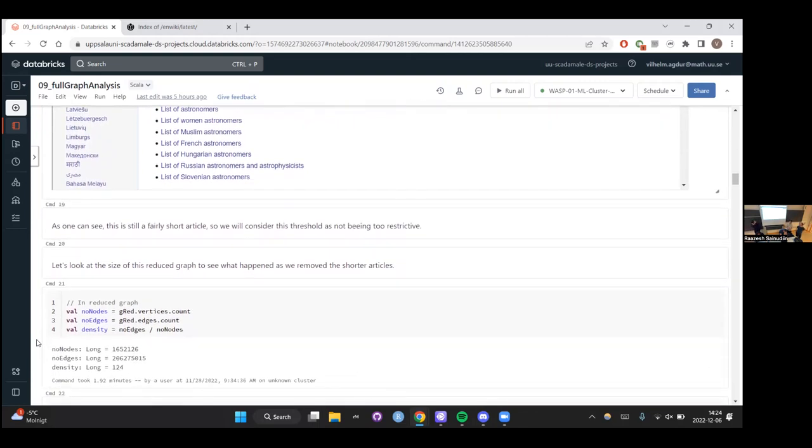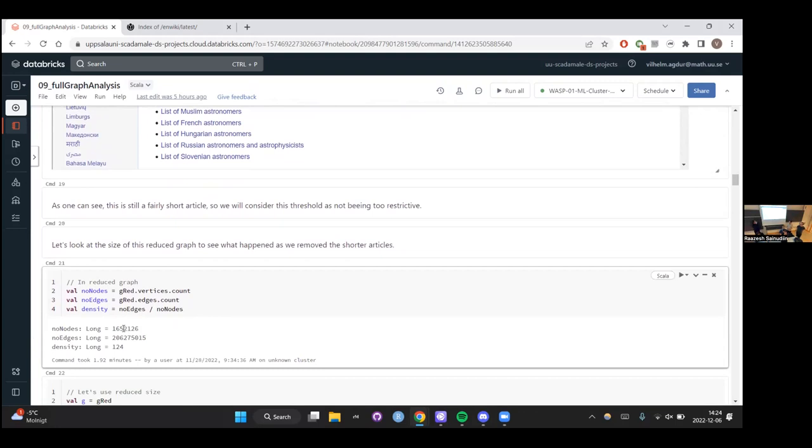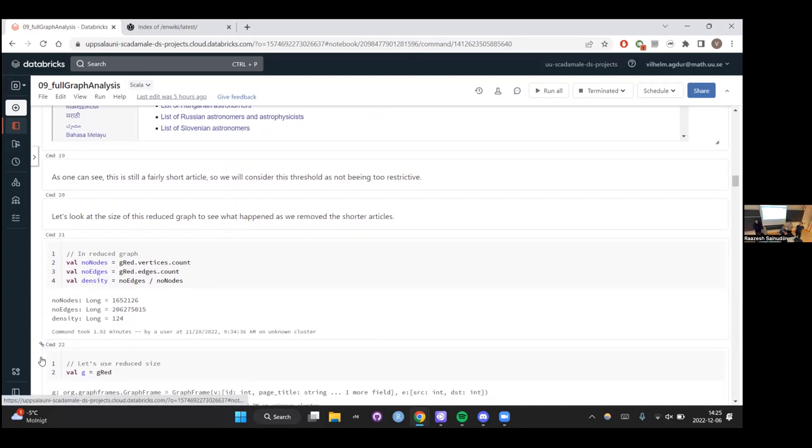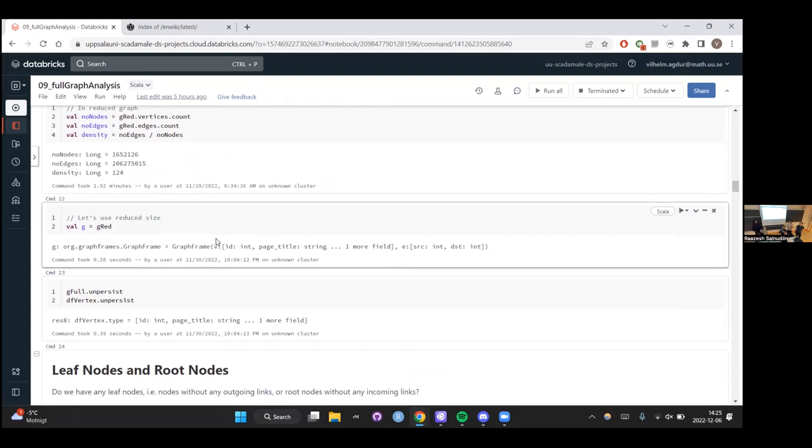So if we look at this restricted graph now, we see that we have 1.6 million vertices left. It's still pretty big, and around 200 million edges. And so it's gotten a little bit more dense as we remove all these short articles, which makes sense because they have fewer links on them because they're short. So we continue looking at just this reduced size graph.